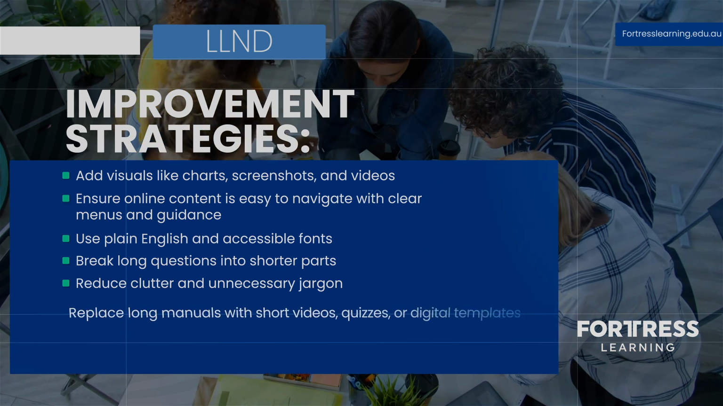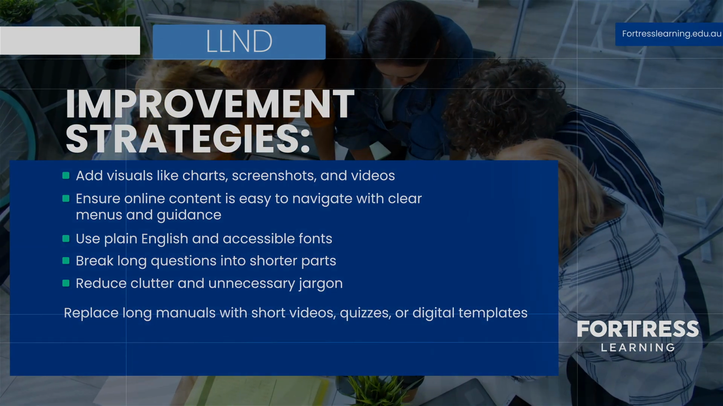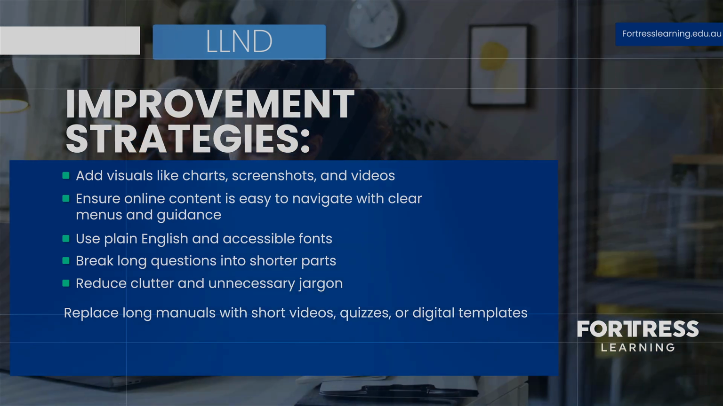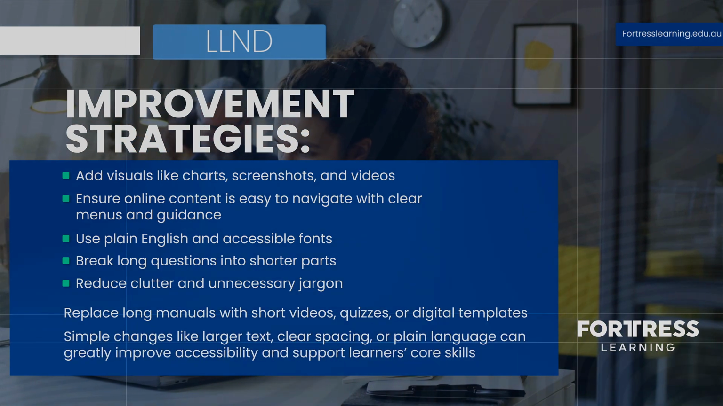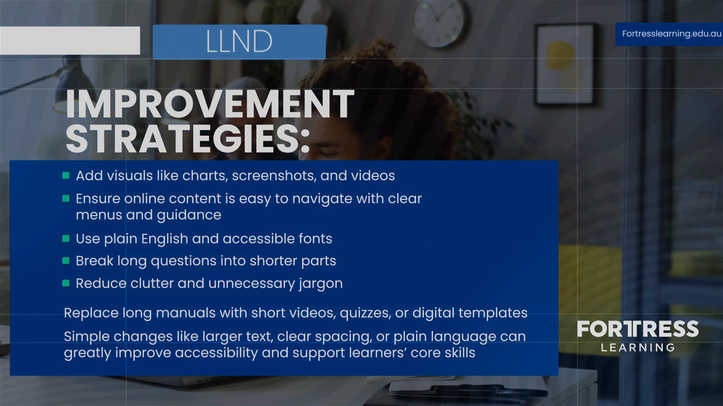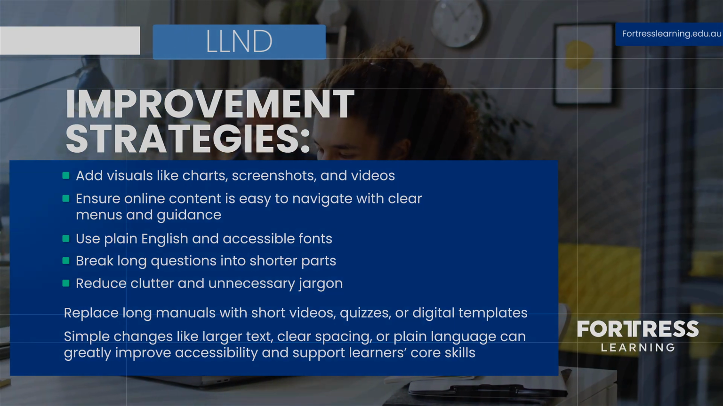For example, instead of giving learners a dense online manual, provide short instructional videos, interactive quizzes, or templates they can complete digitally. Even simple adjustments like larger font, clear spacing, or plain language summaries can dramatically improve accessibility for learners developing their reading, writing, or digital skills.